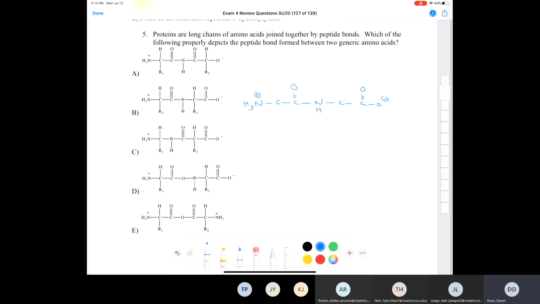It goes N, C, carbonyl like this. This nitrogen should have a hydrogen. These carbons should have hydrogens, and then they both have an R group. So you see that manifested right here. The other ones, I'm not going to go through all of them, but you can see there's a plethora of problems in these. You should know how to draw a dipeptide or a tripeptide. As long as you know that it goes nitrogen, carbon, carbon, nitrogen, carbon, carbon, you should be able to fill in the rest of the molecule from there.